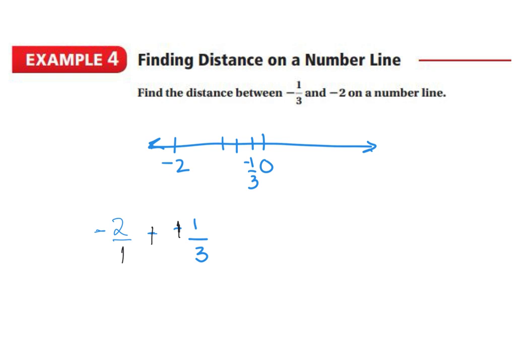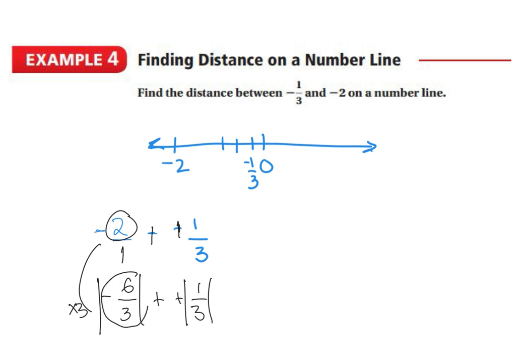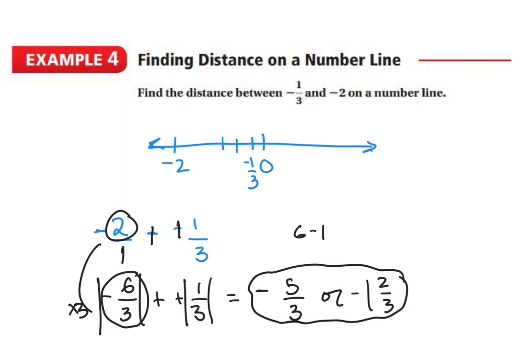Next and last thing to do is find common denominators. That common denominator is going to be 3. We multiplied by 3 to get 1 to 3, so 2 times 3 is 6. We have different signs, so we'll find the absolute values. Absolute value of negative 6/3 is greater, so our answer is going to be negative. And then 6 minus 1 is 5, so negative 5/3 or negative 1 2/3.